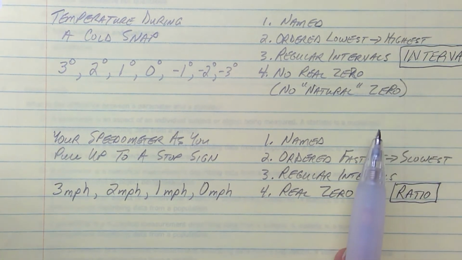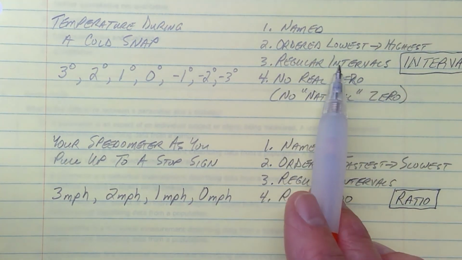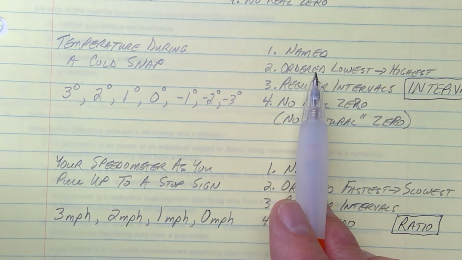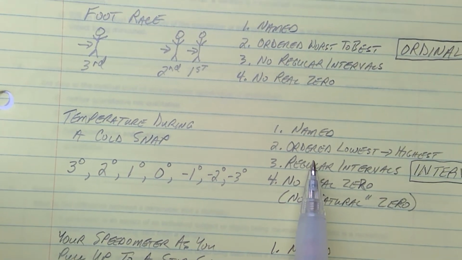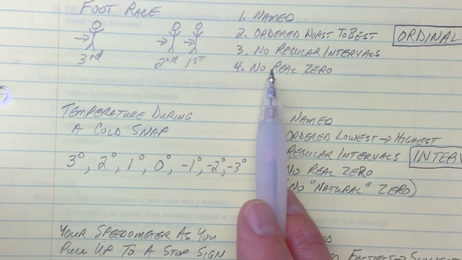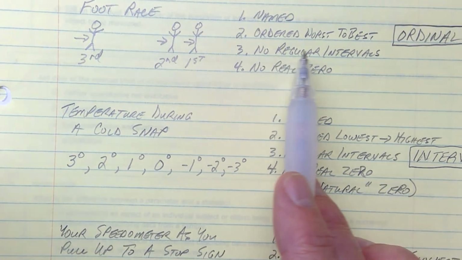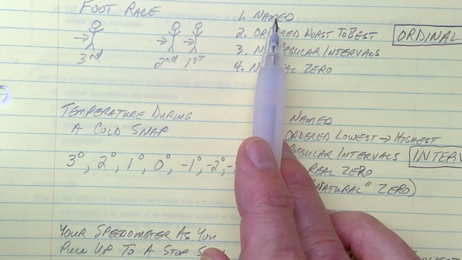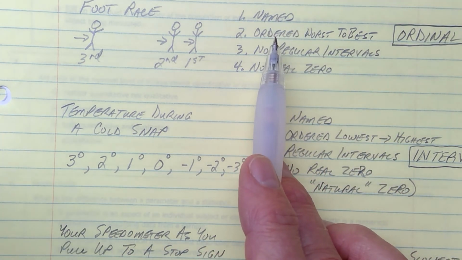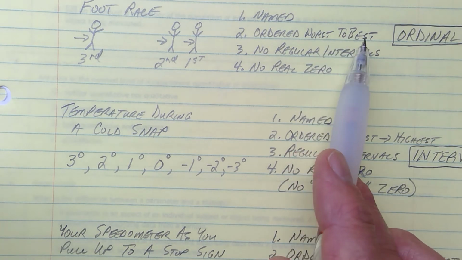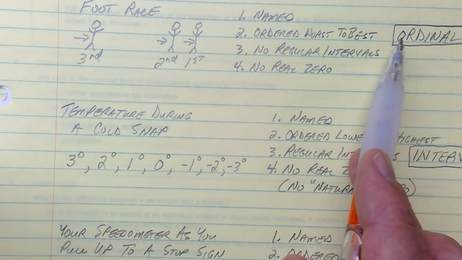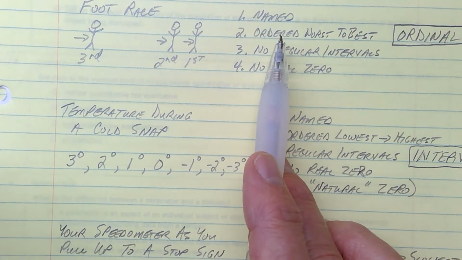Interval. Now, if I take away the intervals, what I have is ordinal. See the word ordinal almost right there? All right, so I'm going to take away the 0. I'm going to take away the regular intervals. And now all I have is things that are named and are able to be ordered from worst to best or fastest to slowest or lowest to highest. This is ordinal. That's the best I can do, is name them and put them in order.